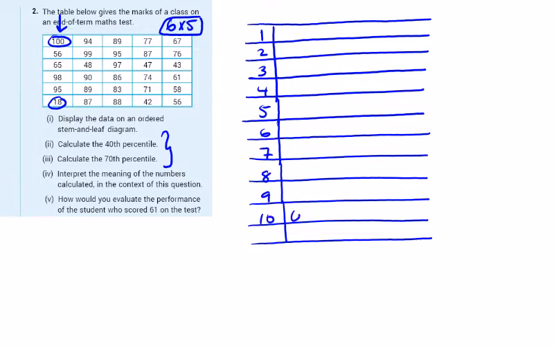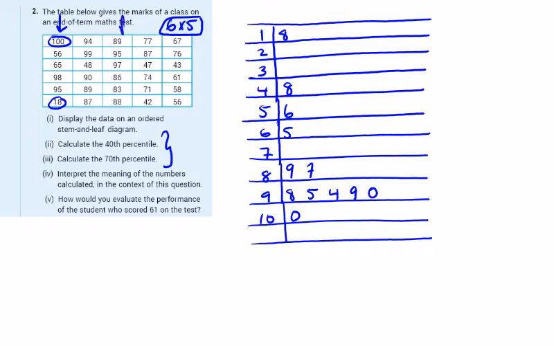So I've got 100, 56, 65, 98, 95, and 18. Now I've got 94, 99, 48, 90, 89, and 87.